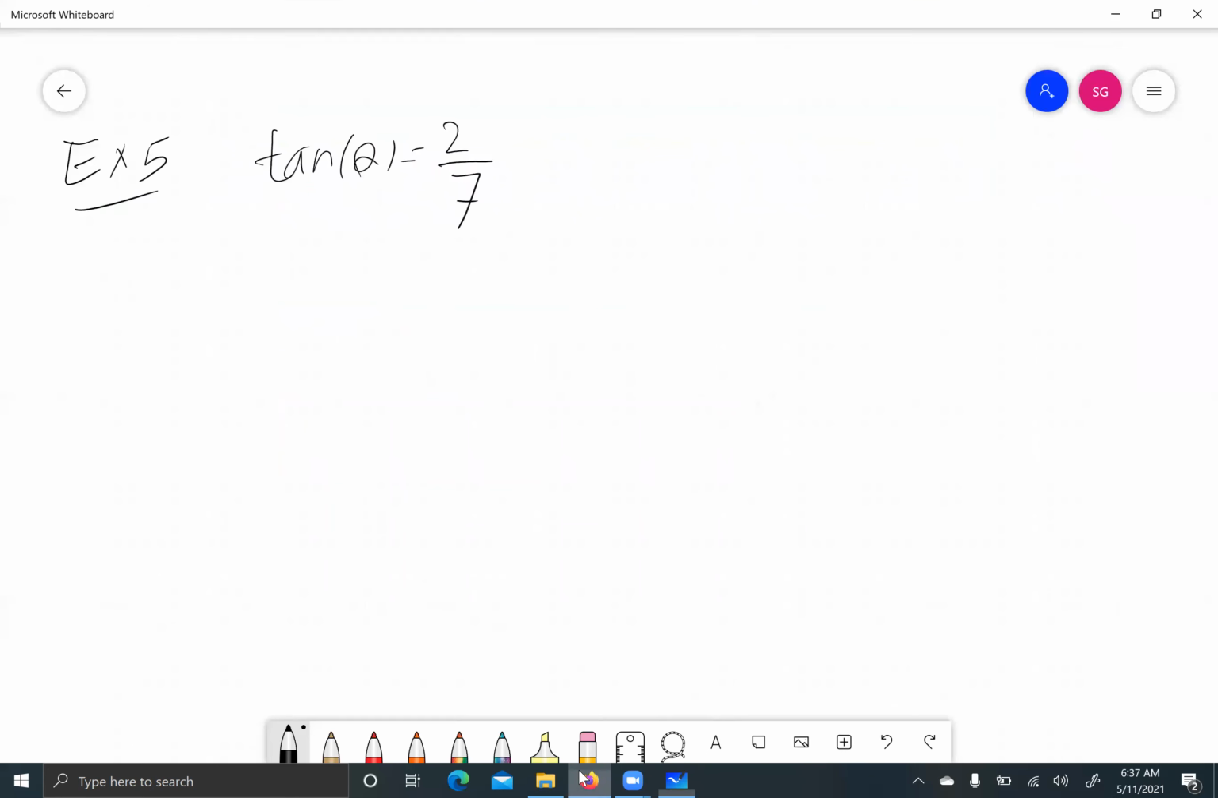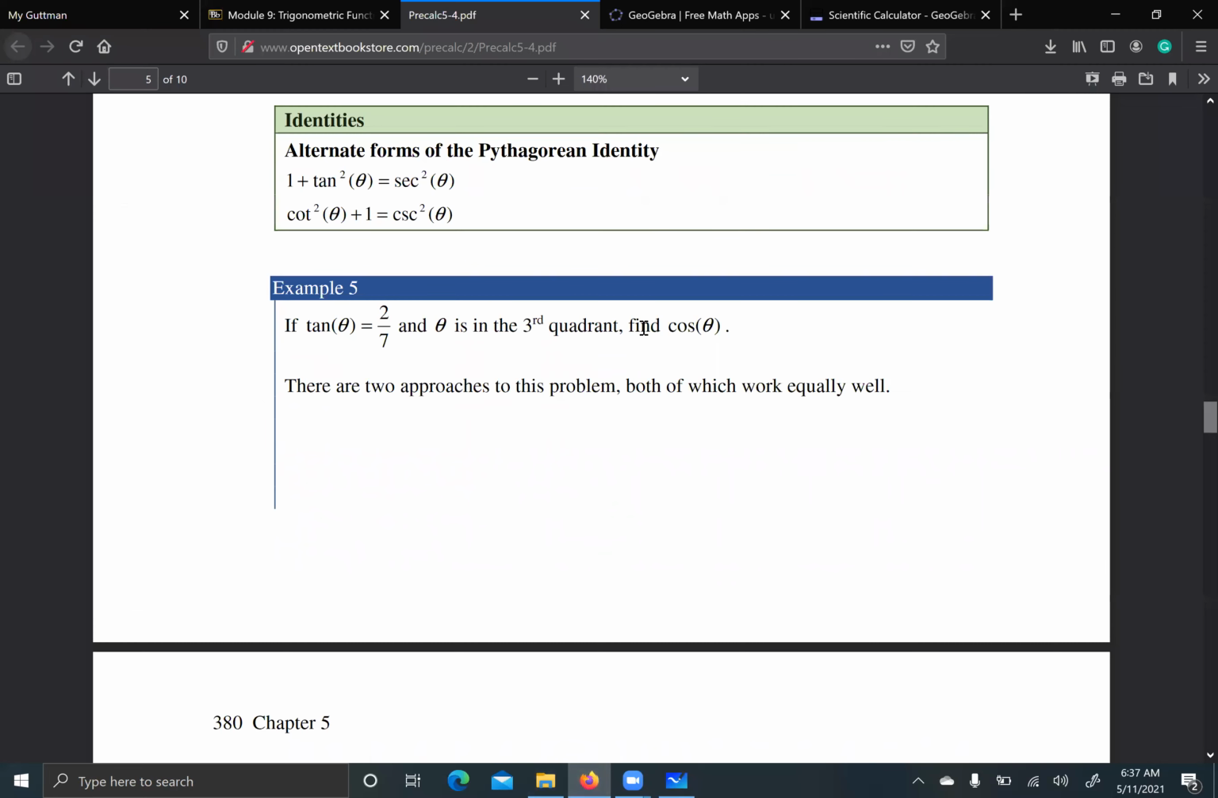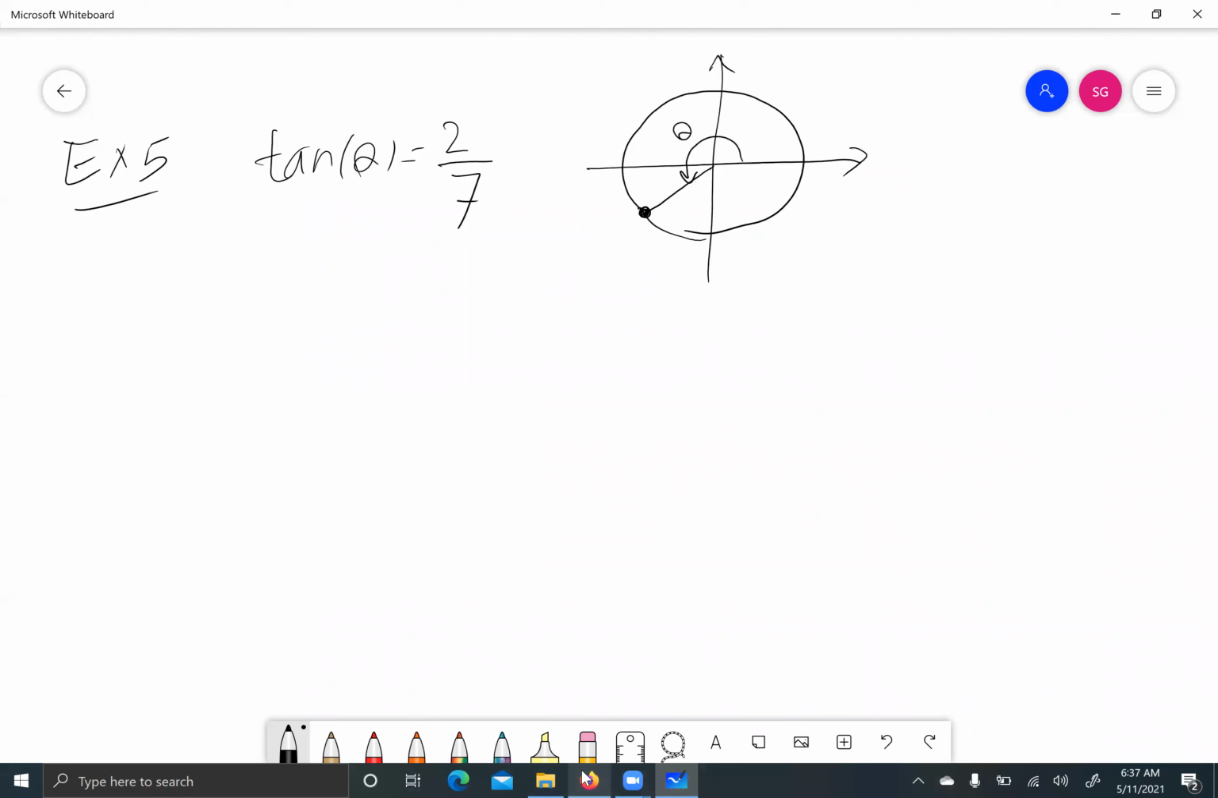And theta is in the third quadrant. So theta is somewhere here. Okay, so this is theta. Theta is somewhere in the third quadrant. And find cosine. The question is, what is the cosine of theta?